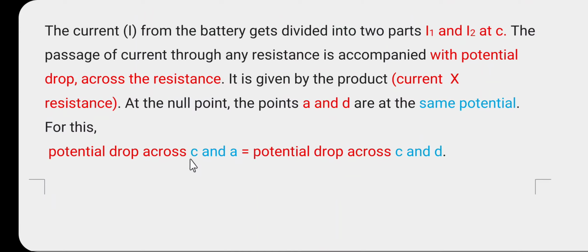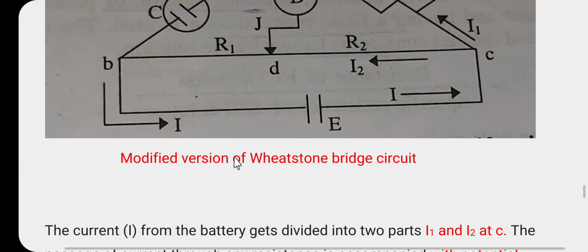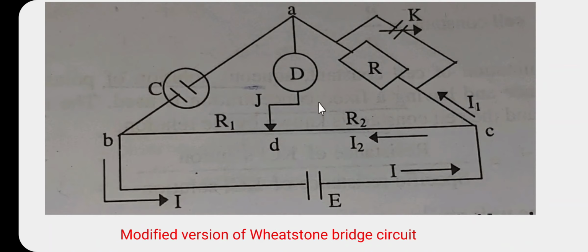So here the potential drop across C and A. How is the potential drop calculated? Potential drop is calculated as the product of current into the resistance. Let us consider the diagram. This is the C and A potential drop. The resistance is R and the current is I1. So R into I1.